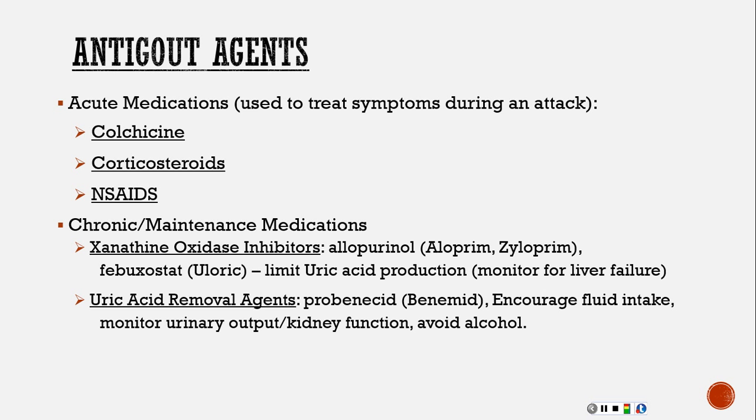All right, and then another type of the chronic medications include the uric acid removal agents. So the xanthines limit production, and then the uric acid removal agents obviously are going to get rid of the uric acid that's there. Benemid is probably one of your most common. With these agents, you want to encourage fluid intake, which you should be doing anyway with gout, but really stress increased fluid intake. And then with this one, monitor kidney function. Remember the kidneys are going to remove the uric acid, so you've got to watch for kidney damage with these.